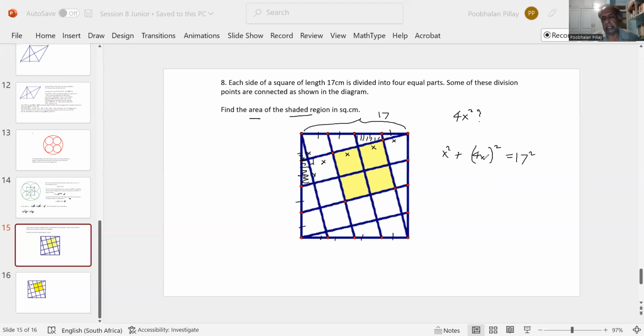Okay, and here you get 16x squared plus x squared. So you get 17x squared equals 17 squared. Okay, so that's nice. The 17 can cancel. And you have x squared is equal to 17. But we needed to work out not x squared, but 4x squared. So therefore, 4x squared is the area of the shaded region. That's what we needed to calculate. We know that x squared is equal to 17. So this is 4 times 17, which is 68. And that is the answer to this question.